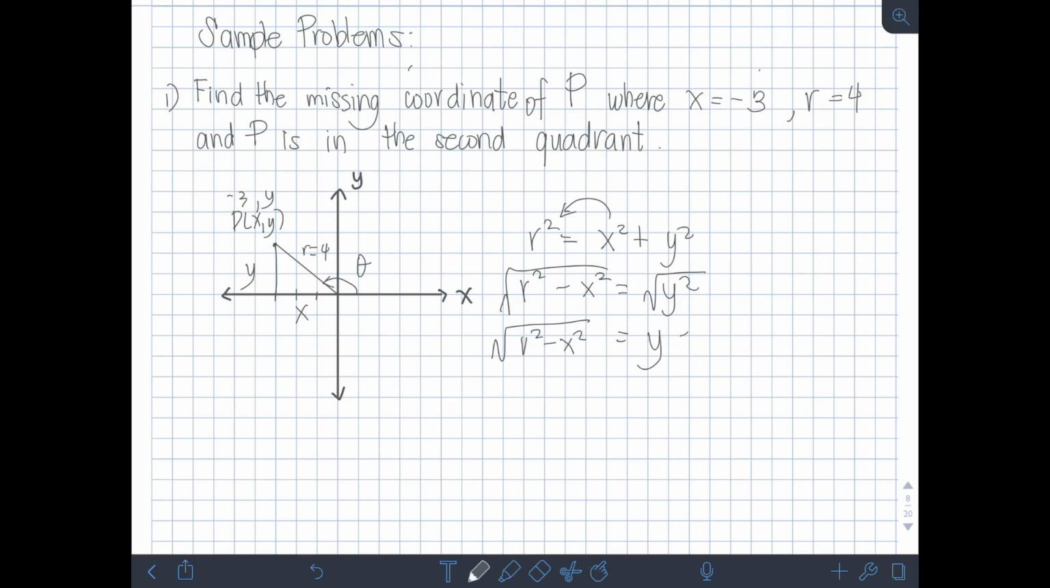So, yung sign ng y depende kung saan quadrant siya. So, since nasa quadrant 2 siya, ang sign natin for y is positive kapag quadrant 2, right? So, therefore, positive yung hanapin natin. So, square root of 4 squared minus yung x natin is negative 3 squared, we have square root of 16 minus 9 or positive square root of 7. So, therefore, y is square root of 7, positive.